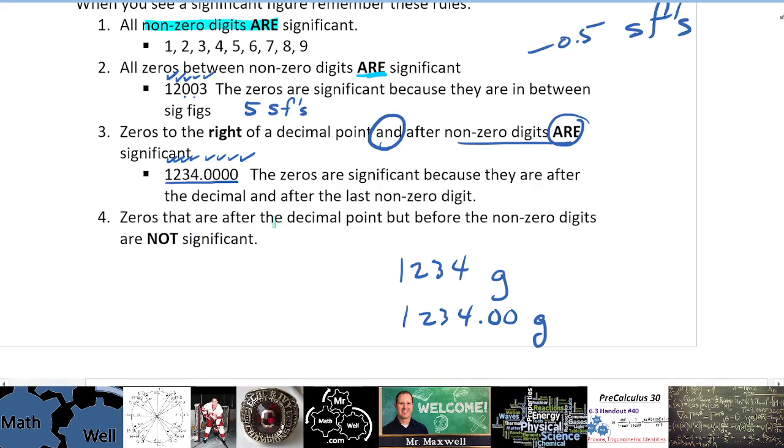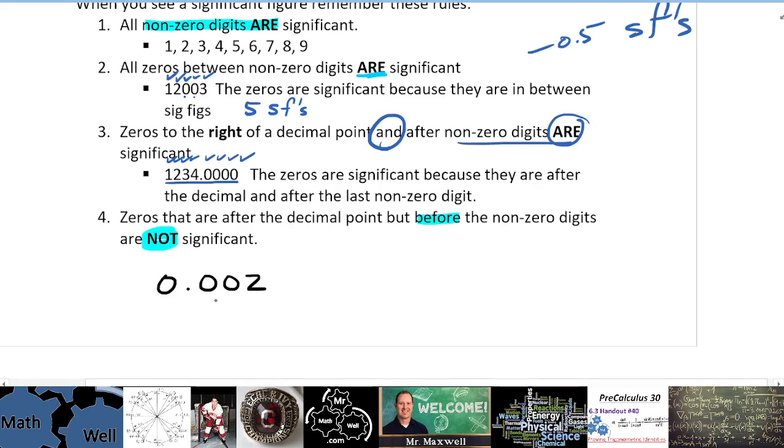Number 4, zeros that are after the decimal point but before non-zero digits are not significant. So let's unpack that. This one seems the least intuitive, I would say, to most people. For example, if I have something like this, that measurement right here, these are zeros that are after the decimal point, but before the non-zero digit, the number 2, they are not significant. What they are said to be are placeholders only. So this has 1 sig fig right here, the 2, that's it. These are not significant. I know that over here, they were significant, but they followed non-zero digits. So this has 1 sig fig.